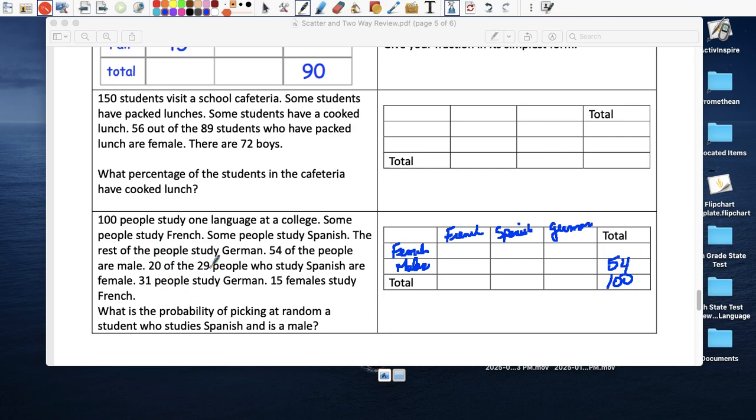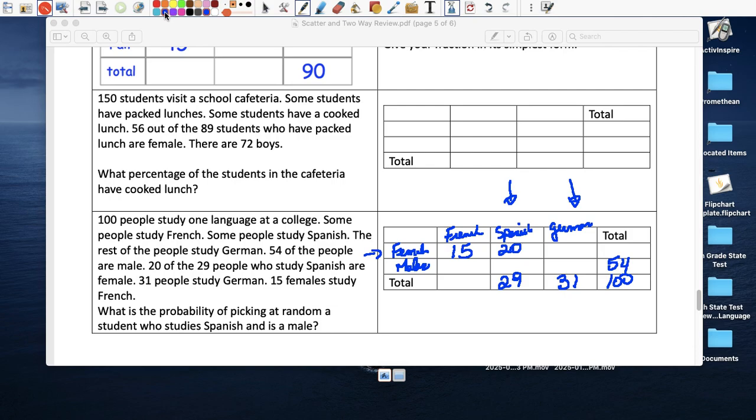20 out of the 29. So 29 is a total of something. 20 of the 29 who study Spanish. So in my Spanish column, I know there's 29 people, and 20 of them are females. 31 people study German. So in my German column, on the total, I put 31. And then 15 females study French. So look over here, and then French would be the first box there.